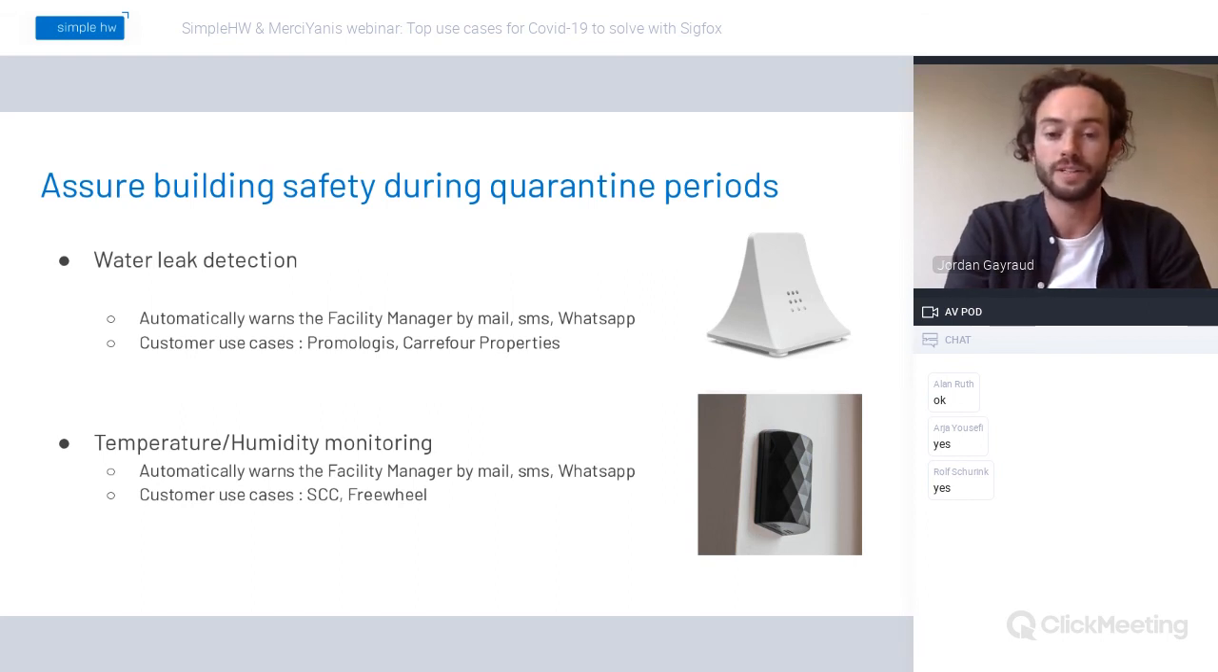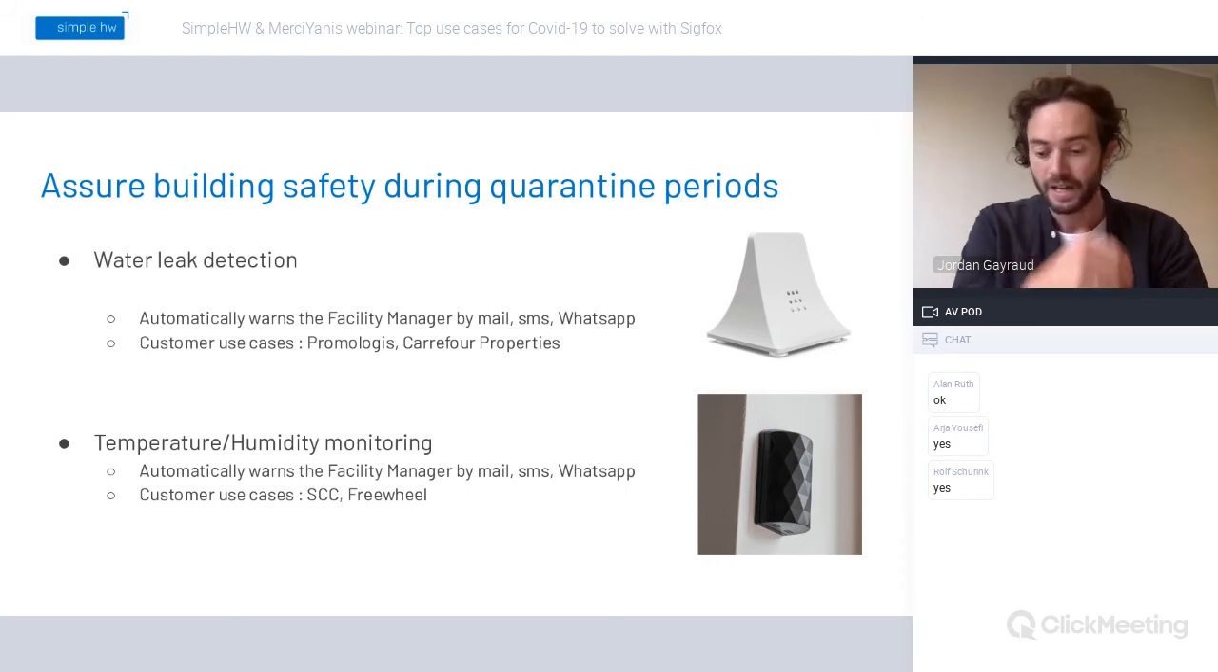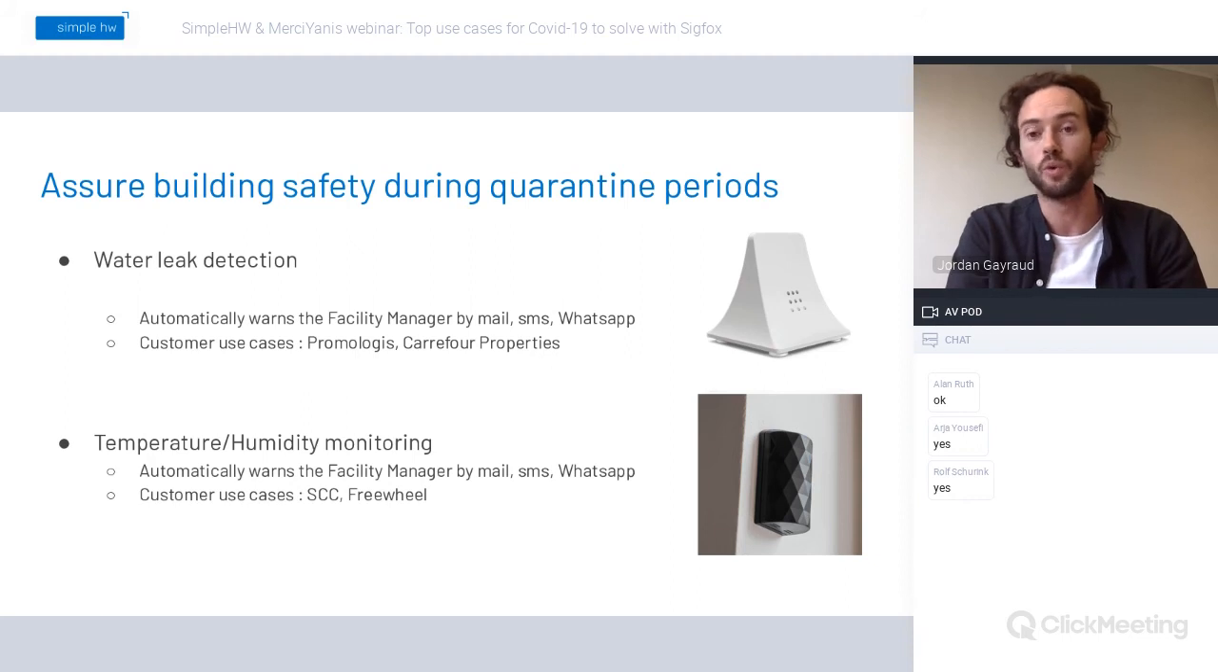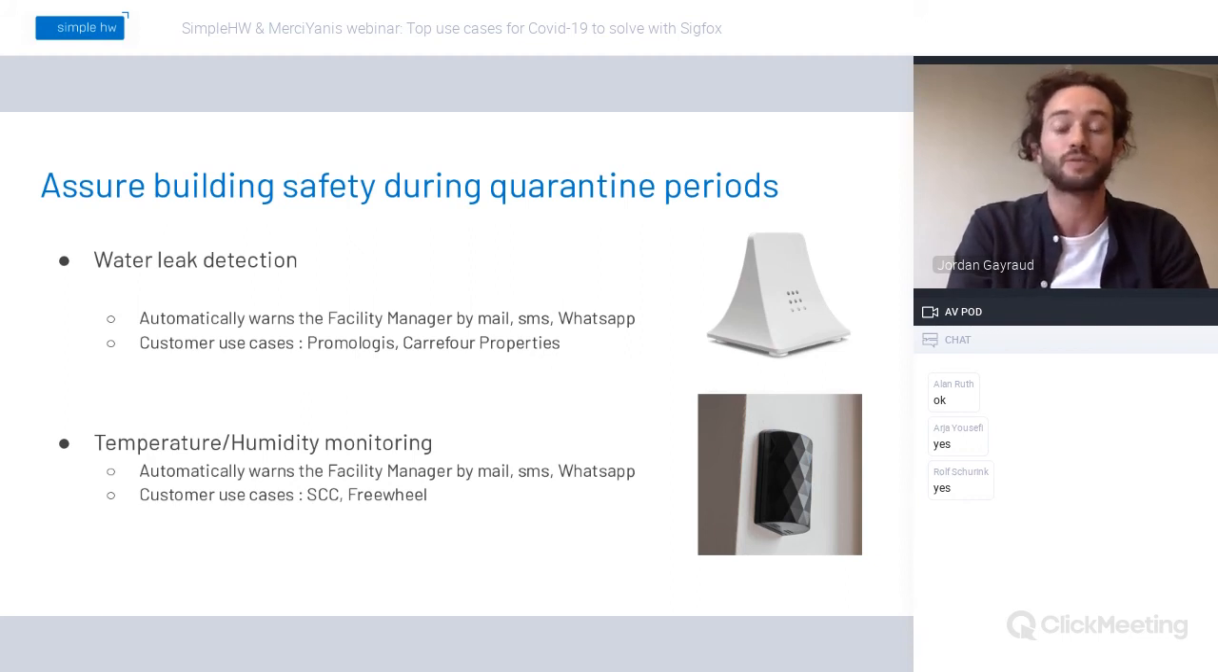When it happens, we automatically warn the facility manager, by mail, mobile, WhatsApp. So if the facility manager is not on the site, he receives the alert in real time, and he can manage to make the intervention in the best time and avoid too much cost for the company. Because for a water leak, if you detect it within 1 hour, it is a small amount of water. But if you wait like 1 day, it could cost thousands and thousands of euros to your company.